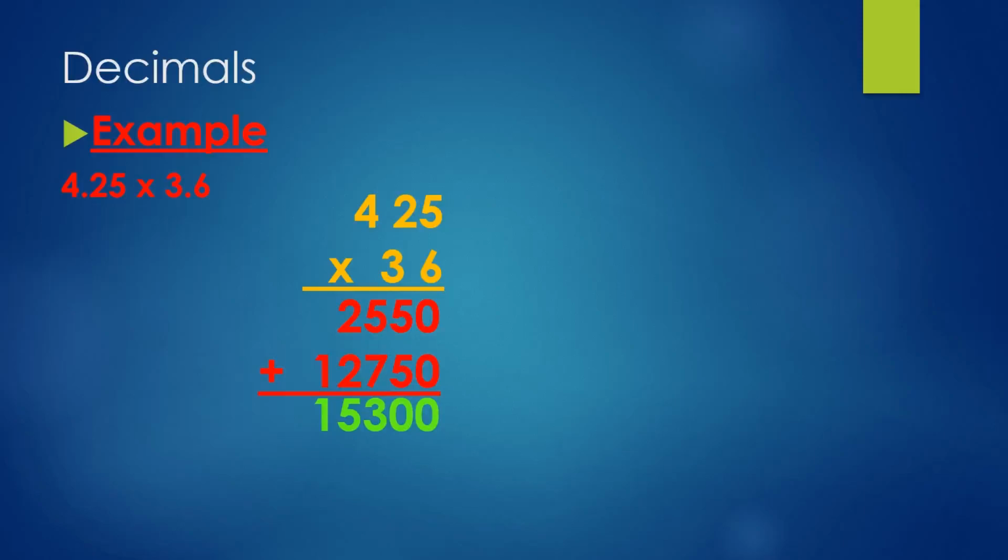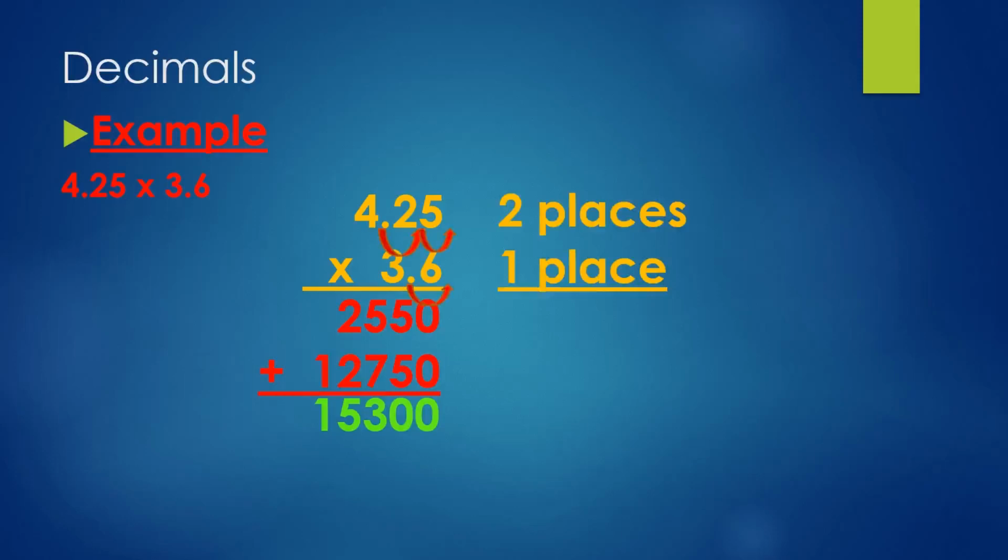But what we did was we multiplied this as if it was 425 multiplied by 36. But that's not really what we're doing. We just pretended without the decimals. So let's move the decimals back. And we have to move those decimals to the right and see how many spaces it takes. So for 4.25, we would have 2 places. For the 3.6, it would take 1 place to get to the end, which is a total of 3 places.